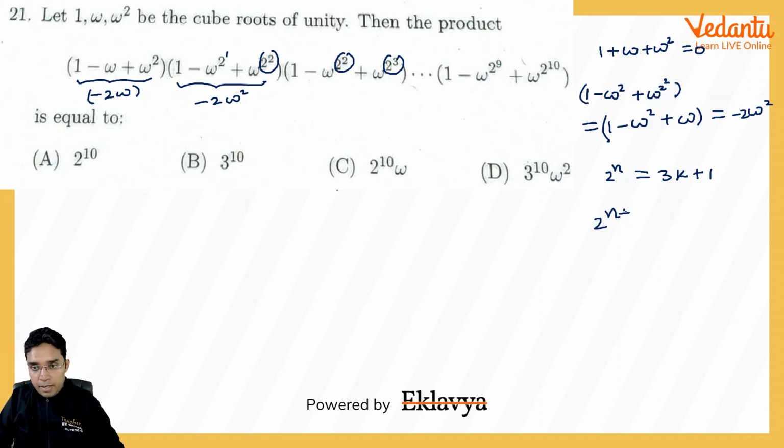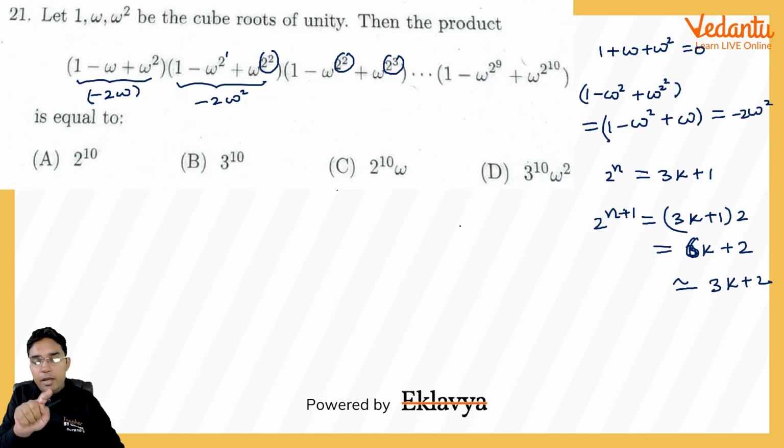So if I make the power 2n plus 1, this will actually be 3k plus 1 into 2. And you can check, this becomes 3k plus 1, 3k plus 2 type numbers. It is actually 6k plus 2, which is also 3k plus 2. So every corresponding term, if it was 3k plus 1, next time it will become 3k plus 2.